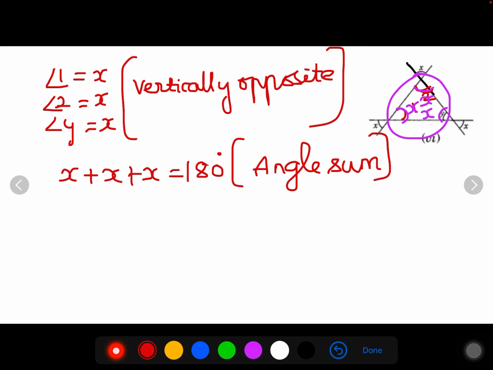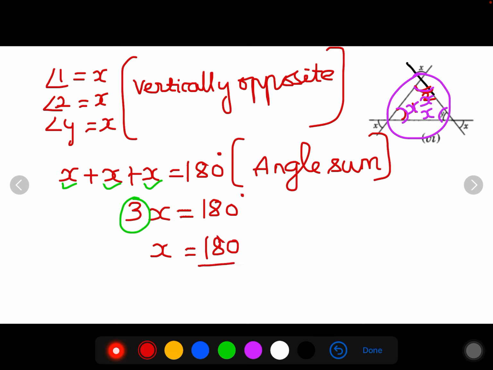As I have already told you, three times you are adding x. So when you are adding the x, you will be adding its coefficients. So x plus x plus x is 3 times x. 3x is equal to 180 degrees. Therefore x is equal to, see, multiplication by 3, when it is brought to the other side, becomes division. Therefore the angle is 60 degrees. So you will be getting all three angles of the triangle as 60 degrees here.